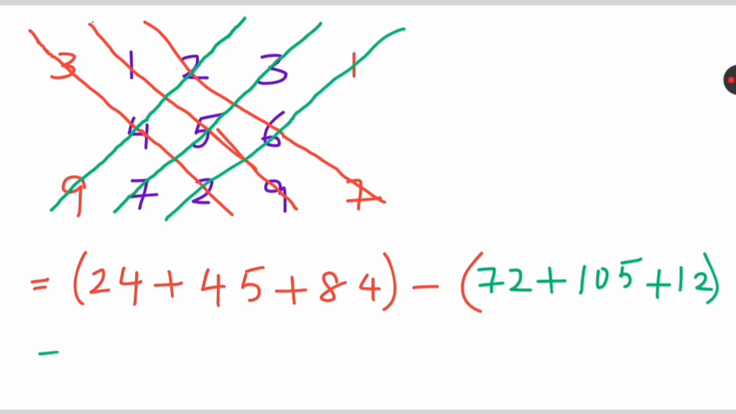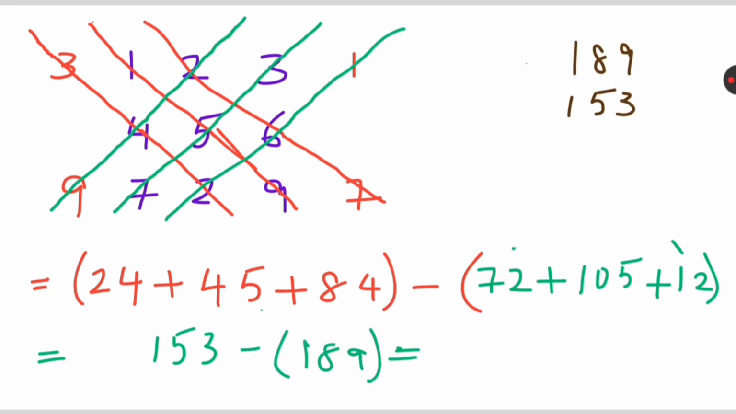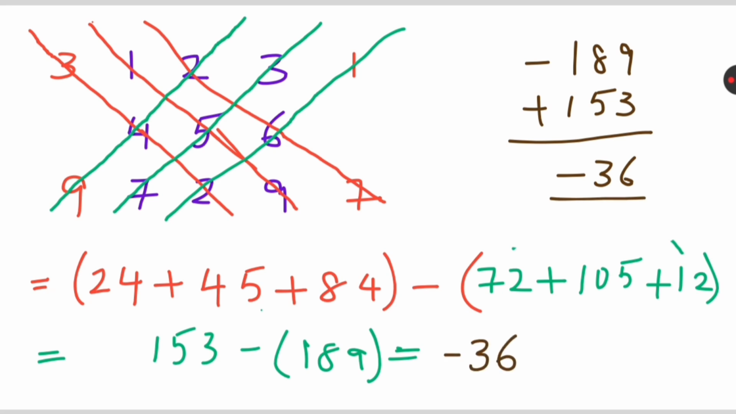Just add these all. 24 plus 45, which gives 69, 69 plus 84, which gives 153, minus 72 plus 12, which gives 84, 105 plus 84, which gives 189, minus 189 plus 153, which gives only minus 36. So the determinant of this matrix is minus 36. Like that, using this shortcut trick, simply we can find the determinant of any 3 by 3 matrix.